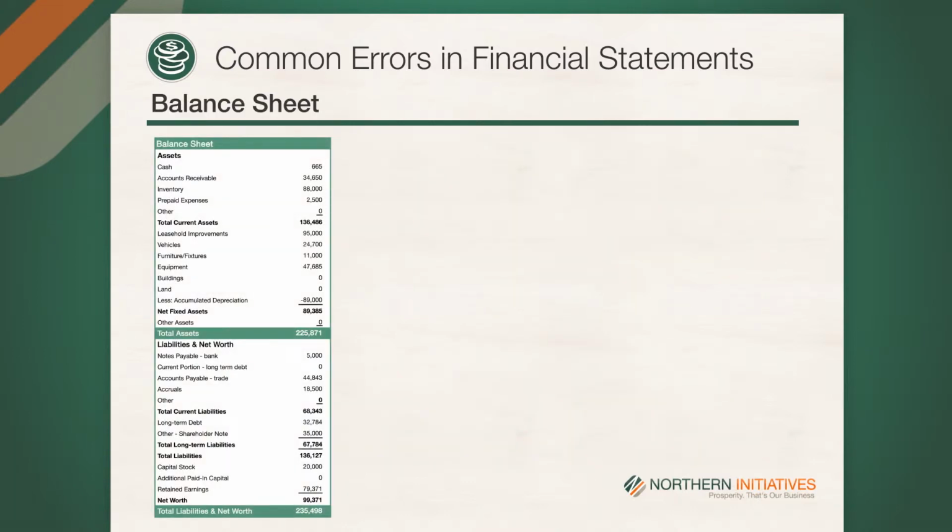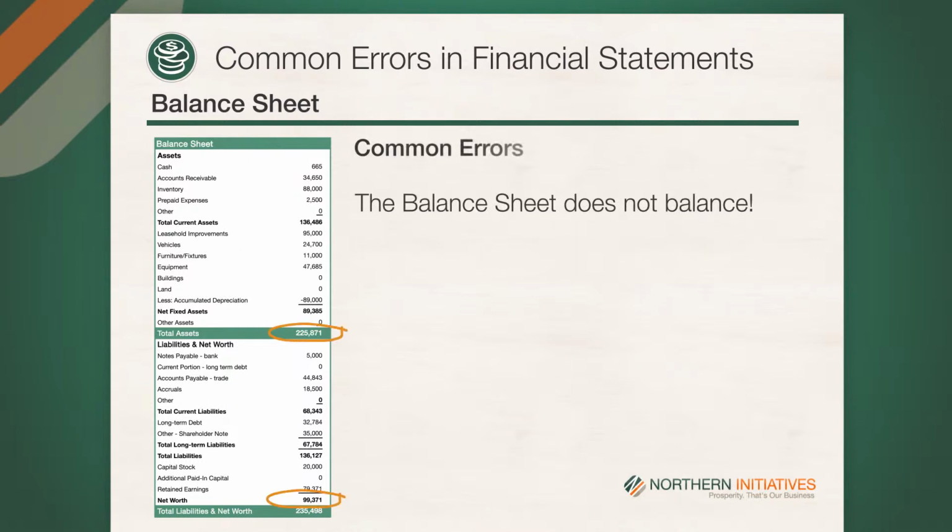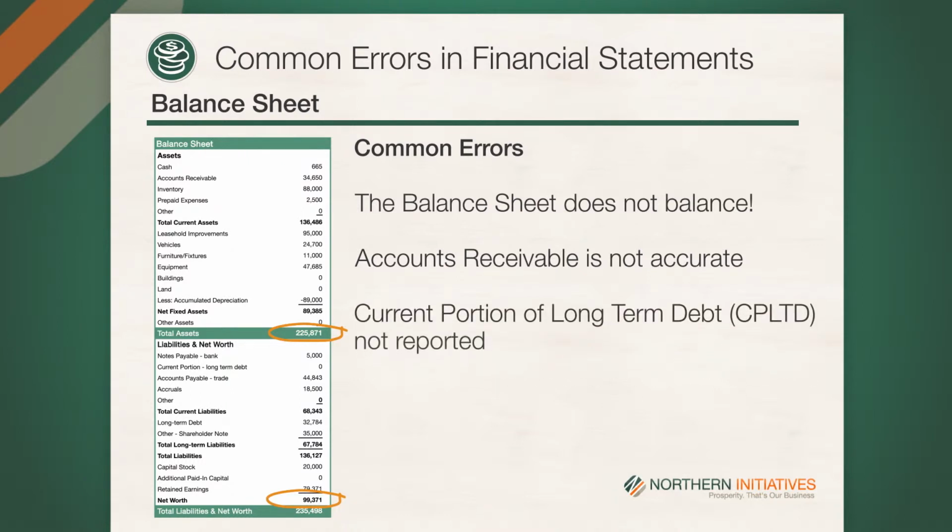Balance sheet. Okay, now let's look at the balance sheet for this business. There are 4 common errors on this case study balance sheet. The balance sheet does not balance. Accounts receivable is not accurate. Current portion of long-term debt not reported. Equity section not accurate. Let's review each error and the proper entries to use.